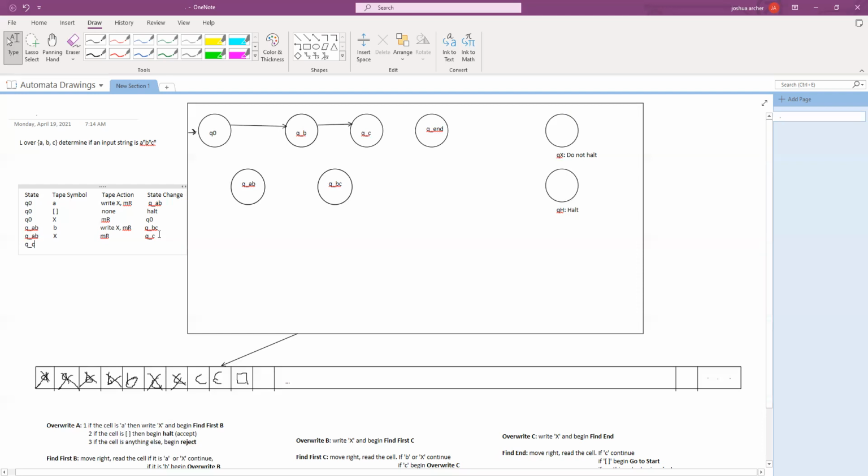So let's see. If I'm A, B, and I find a B, yeah, I don't think I need all of these states. So let's just try it like this. Now this needs to stay that way. This will stay there. And essentially this turns into QA is what it is.